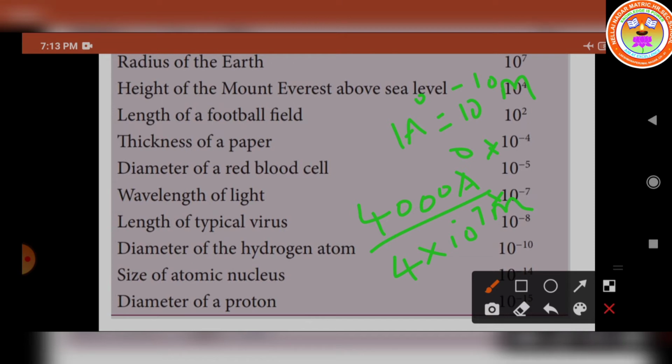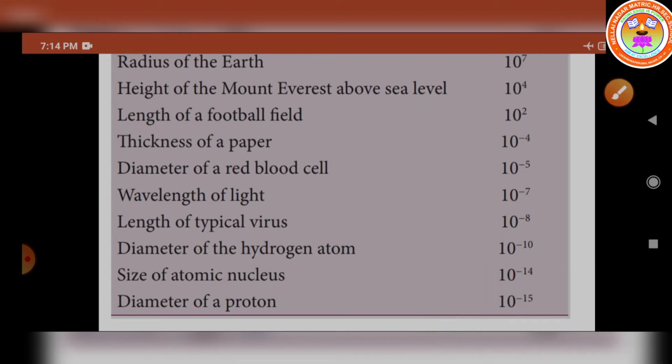Suppose we have to write the wavelength of red light. We can write 6 into 10 power minus 7 meter, that is 6000 Angstrom unit. Like that we have to write. The size of the atomic nucleus is of the order of 10 power minus 14 meter. The diameter of a proton is of the order of 10 power minus 15 meter.